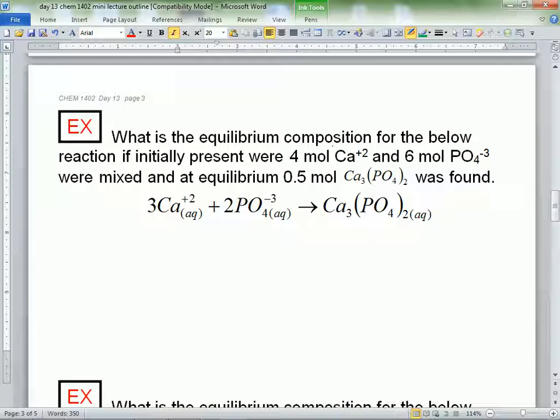So notice how this is definitely an ICE problem, right? Because they want to know what is the equilibrium composition. Definitely an ICE problem.